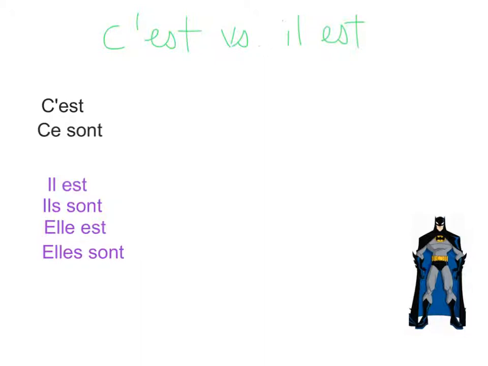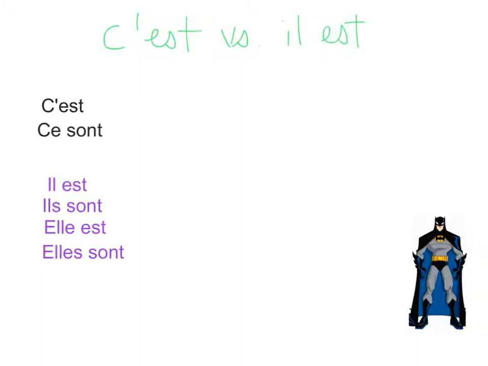As you all know, they are used to introduce, okay, or to identify. C'est meaning it is, and ce sont. All right. Then we are going to work with il est, that's the singular, ils sont, elle est, and elles sont. These ones are going to be used to describe things or describe people. So earlier I said that c'est, ce sont are used for identification. Il est, ils sont, elle est, elles sont are used for description.